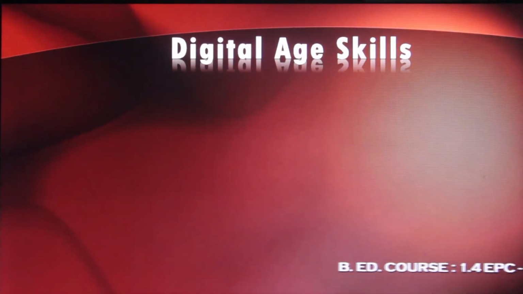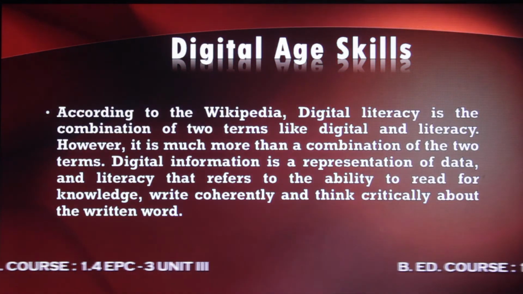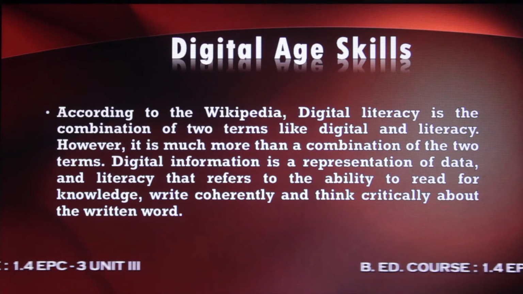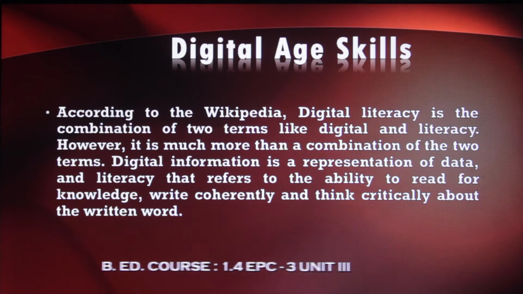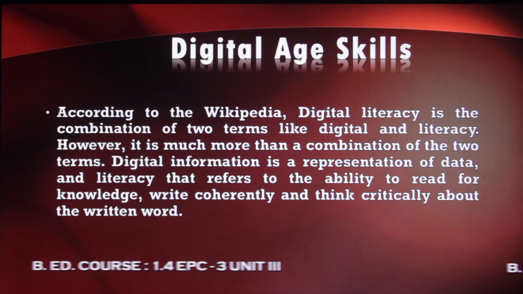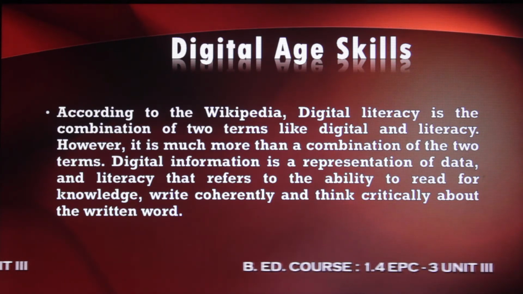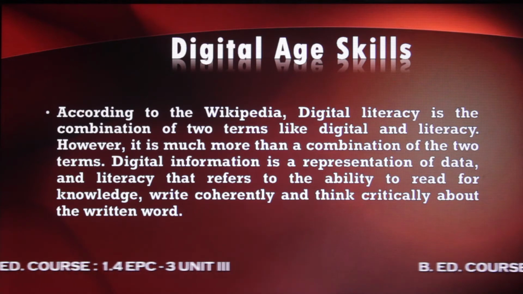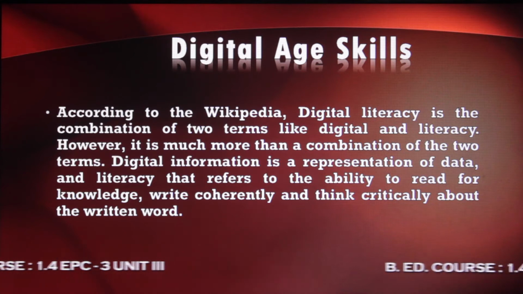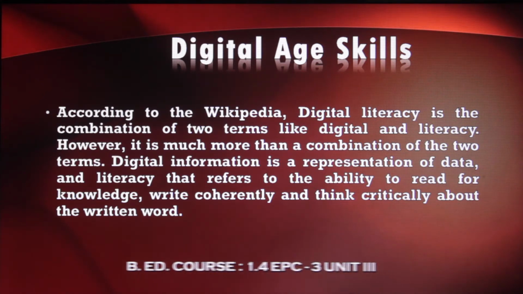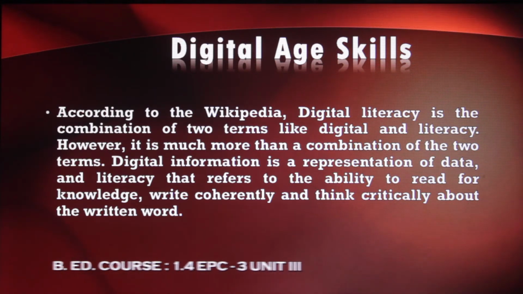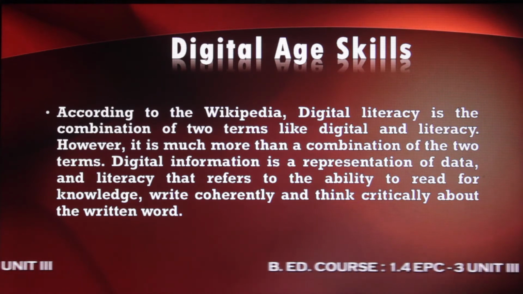Now we come to digital age skills. According to Wikimedia, digital literacy is the combination of two terms, digital and literacy. However, it is much more than a combination of the two terms. Digital information is a representation of data, and literacy refers to the ability to read for knowledge. So you are reading to know something. These are the main things: what is digital literacy?